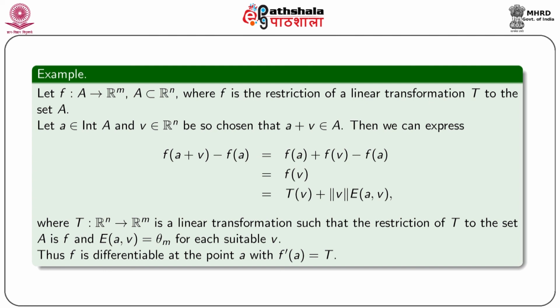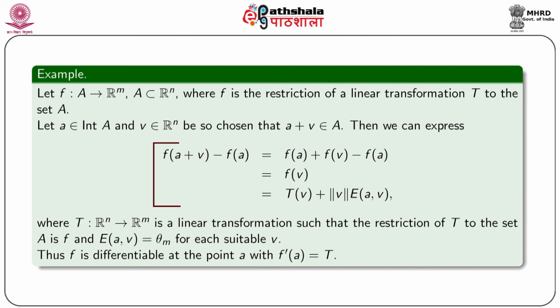Next example, let f be a vector field defined on a set A, a subset of R^n, where f is the restriction of a linear transformation T to the set A. We select any point a which is an interior point of the set A and we choose v from R^n such that a+v is in A. Then we can express f(a+v) minus f(a). By linearity of f, it is f(a) plus f(v) minus f(a), that is f(v).